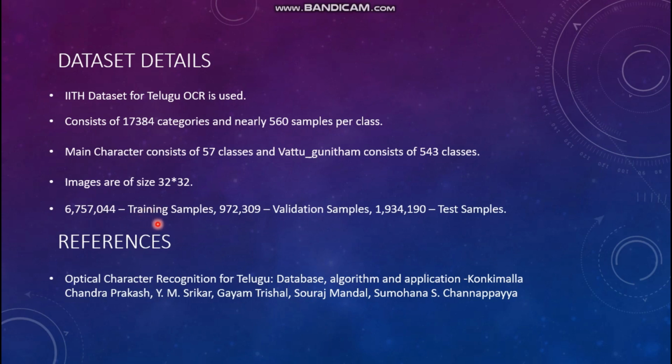In the training set there are 6,757,044 samples. In the validation set there are 972,309 samples, and finally in the test set there are 1,934,190 samples. For your reference, the paper from which we got our project's information is titled Optical Character Recognition for Telugu: Database, Algorithm and Application, which is produced by IIT Hyderabad's team.